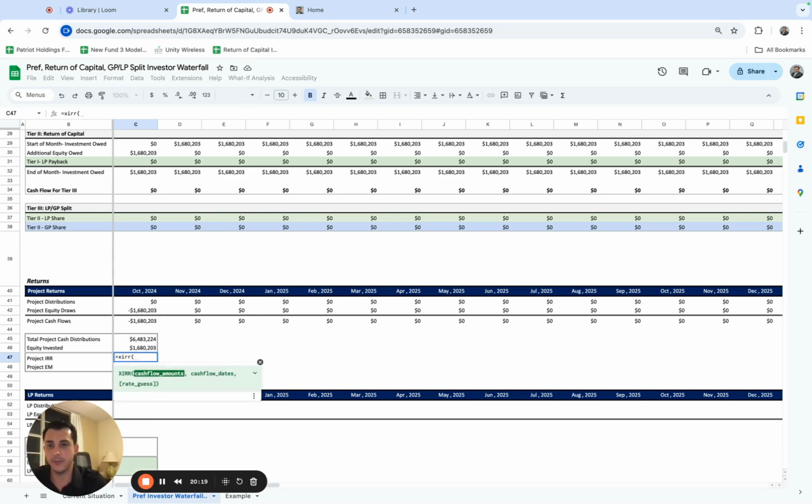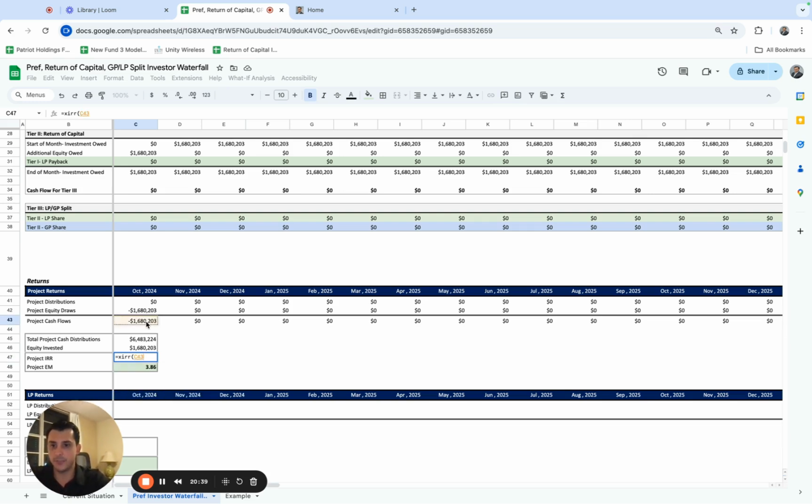XIRR takes into account the specific dates that these distributions in these equity investments occur. And if you use XIRR, it's going to be very accurate. If you use IRR, I've seen it be 5 to 6% difference sometimes. So definitely use XIRR. I cannot stress that enough.